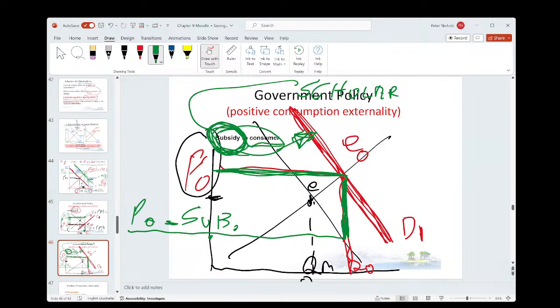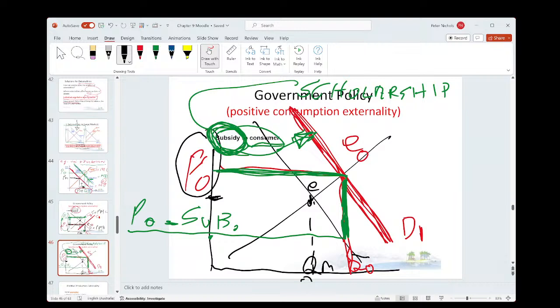So if governments are giving scholarships to go to university, that's essentially what they're doing. They're giving students a subsidy. It helps the students pay the fees. So you can see here that both of these policies have moved the quantity out towards the optimum quantity.